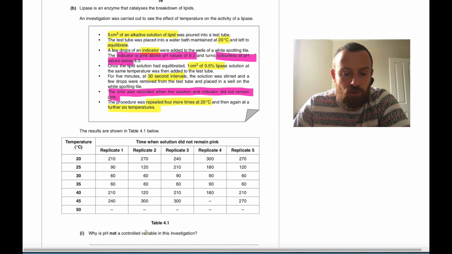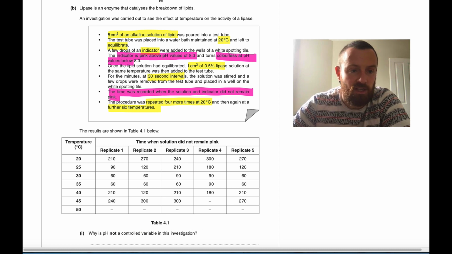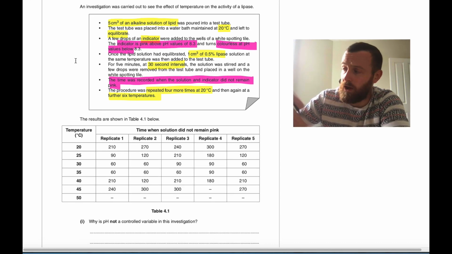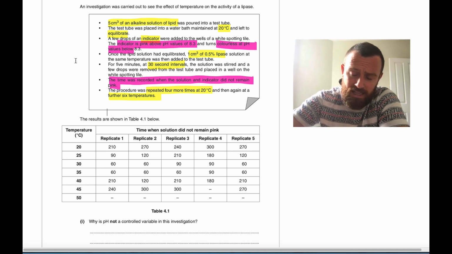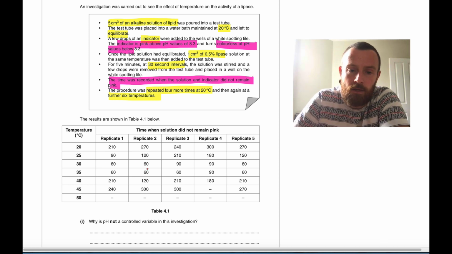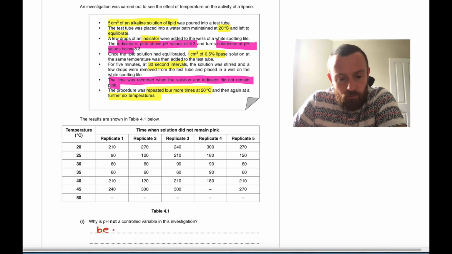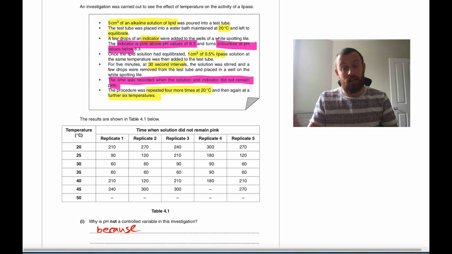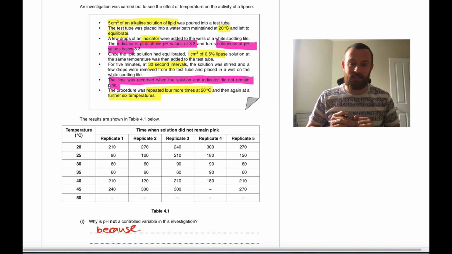So why is pH not a controlled variable in this investigation? Well, because pH is used, it's not something you want to keep constant. pH is really the dependent variable. It's how we are measuring the digestion of the lipid into glycerol and fatty acids. That's the reason.